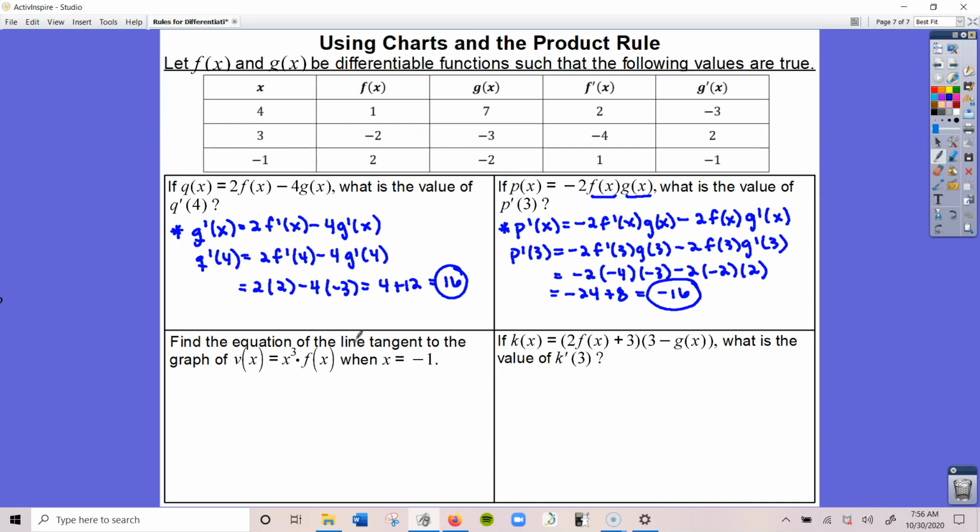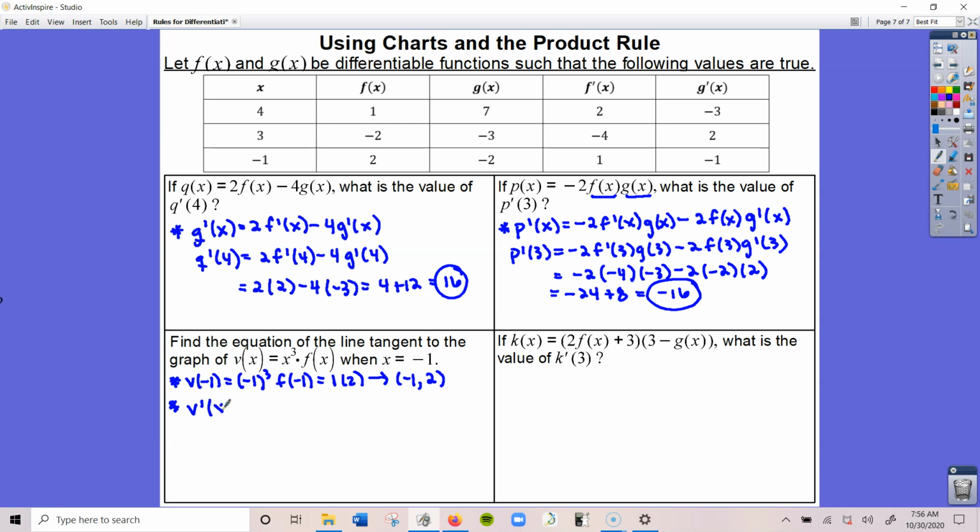So in order to find the equation of the tangent line, remember that we need the point of tangency. So first I need v of -1, which would equal -1 cubed times f of -1. -1 cubed is just -1, and f of -1 is 2. So my point of tangency is -1, my x value, and my y value, which is -1 times 2, is just -2.